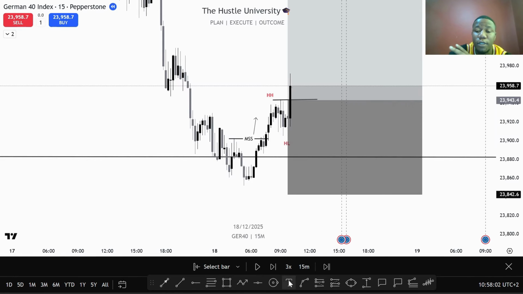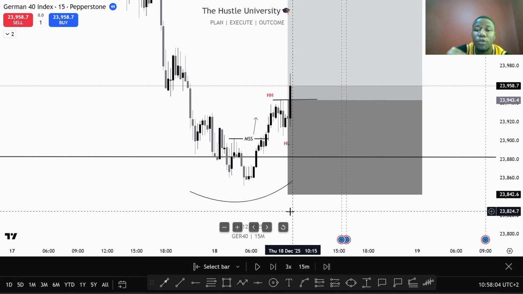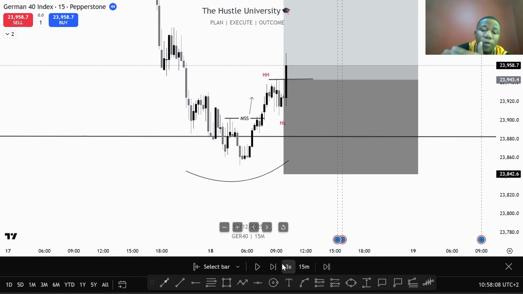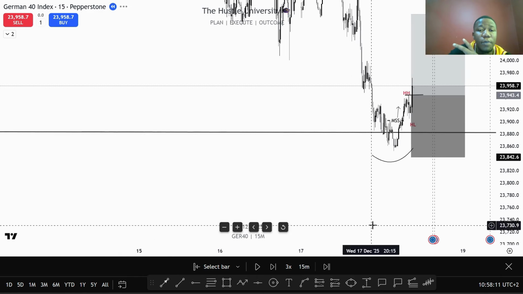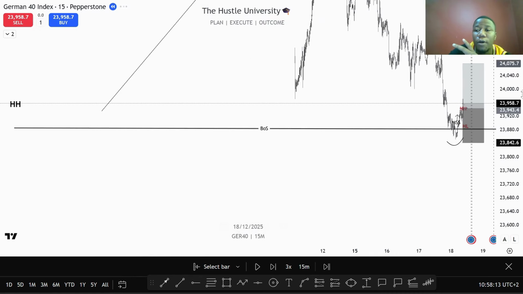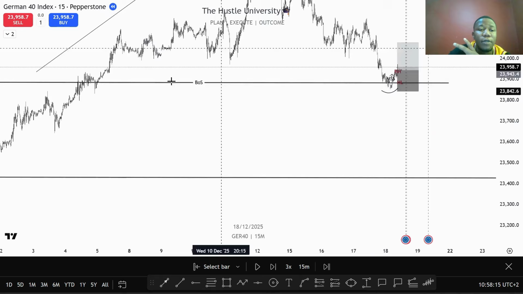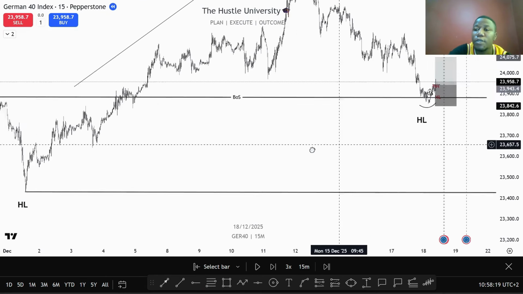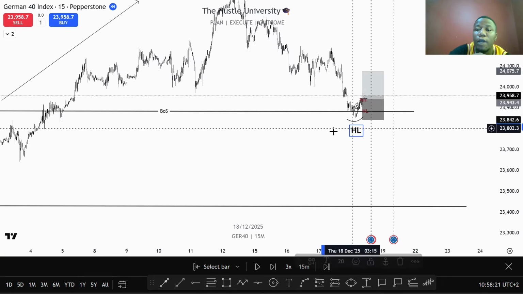Now, because of this market structure shift that happened, this is for people who want to trade the ICC, they know, right? So now price already made a higher high on the 4 hour. So now price is coming to make what? A higher low on a smaller time frame. So that means this whole level over here, we have a higher low.